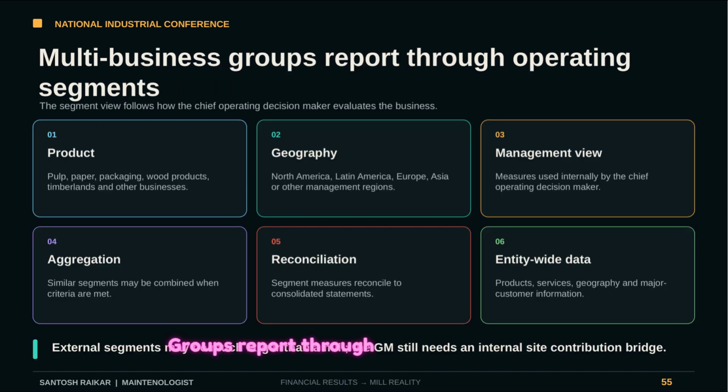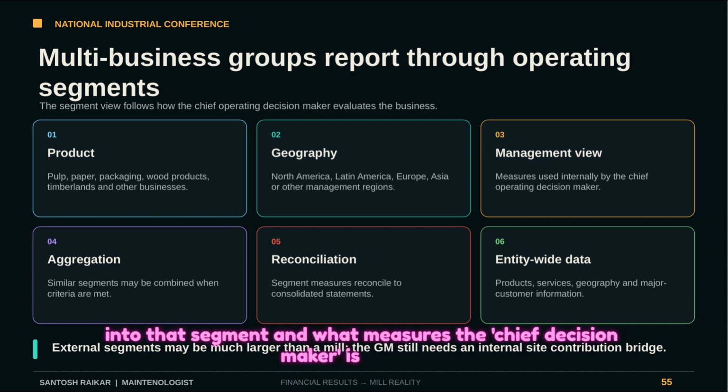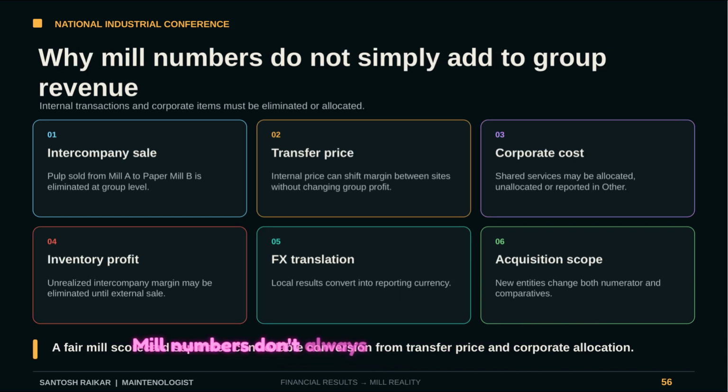Groups report through operating segments. While these might be larger than a single mill, a GM still needs to understand how their site fits into that segment and what measures the chief decision maker is watching. Mill numbers don't always add up to group revenue because of intercompany eliminations. A fair mill scorecard should separate the conversion costs you can control from transfer prices and corporate allocations you can't.